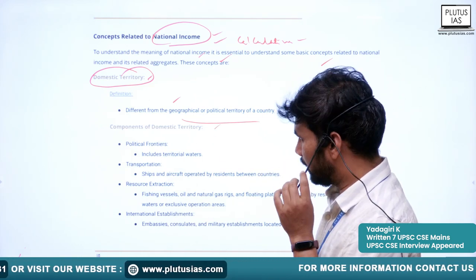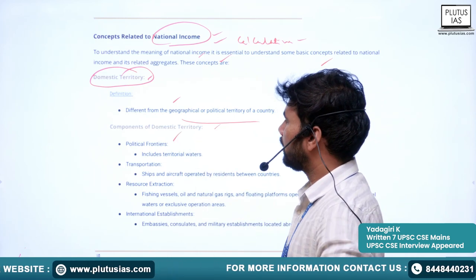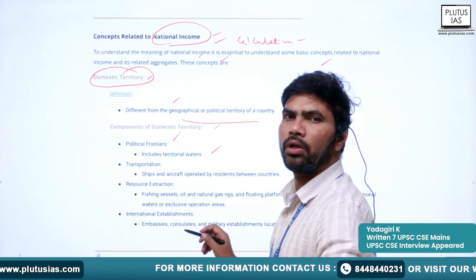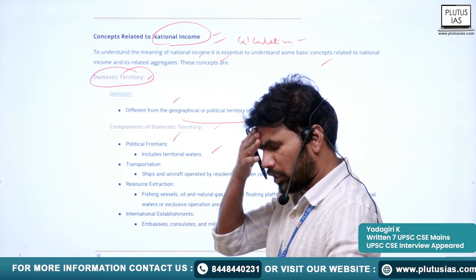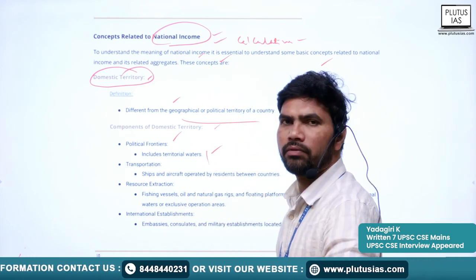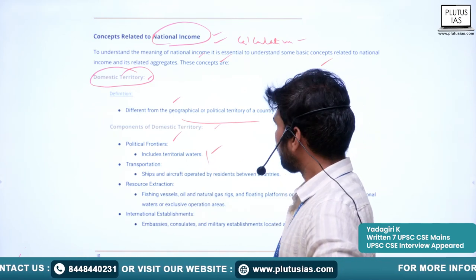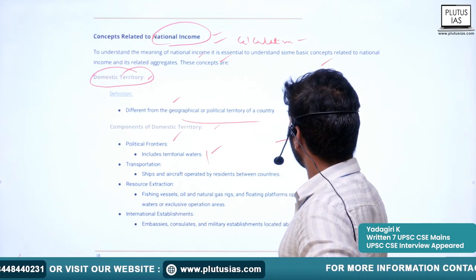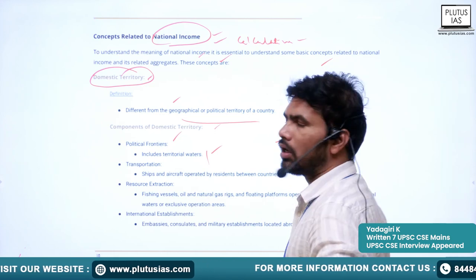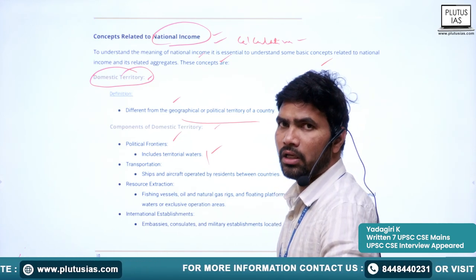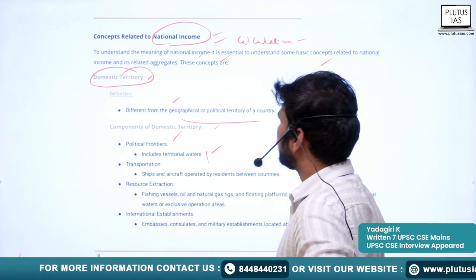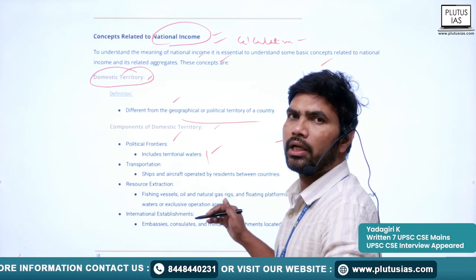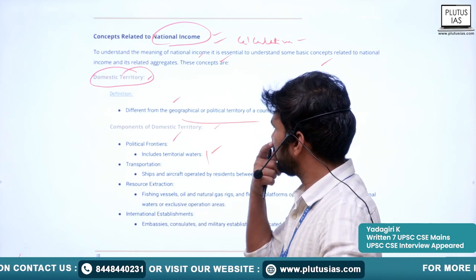Components of domestic territory, if we see: political frontiers, which include territorial waters also. A lot of economic activity takes place in the territorial waters of the country. Also, we have the EEZ, the exclusive economic zone. Here also a lot of economic activity takes place. So whenever the national income is being calculated, these economic activities are also included in the calculation of national income.